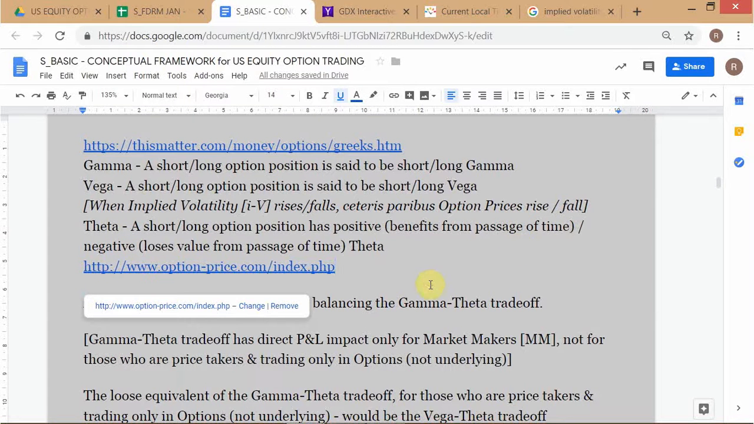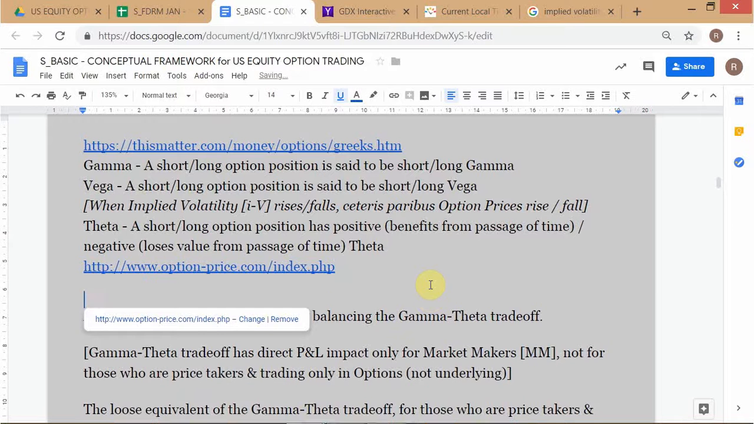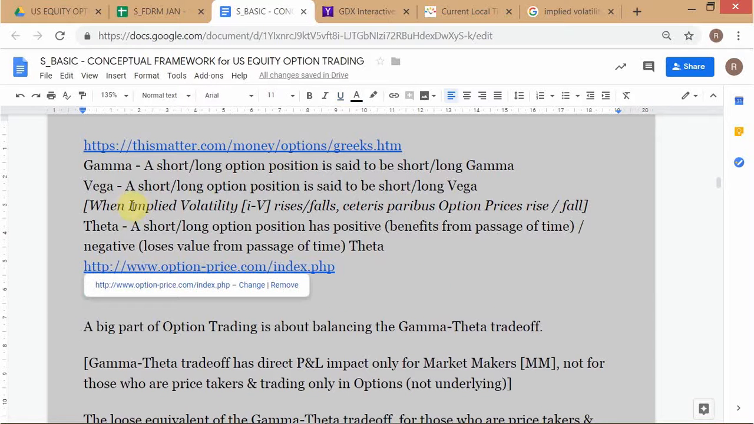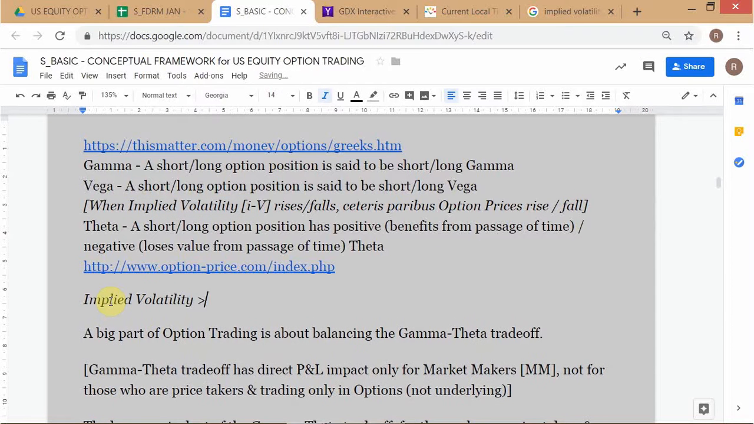We are discussing implied volatility, so let's discuss this. Okay, I vol is OVM, that is option valuation model.